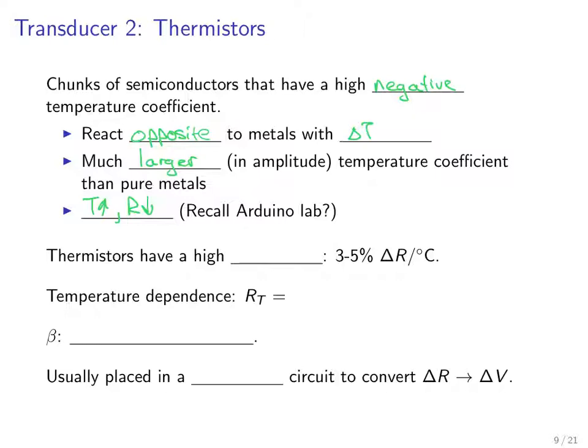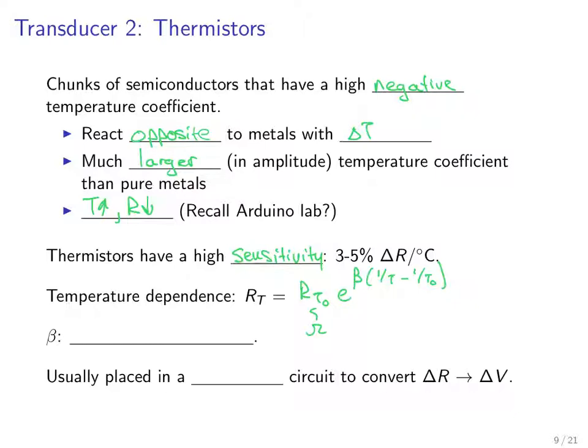Thermistors have a high sensitivity, though, because of their large temperature coefficient. They can change on the order of 3 to 5% of their nominal resistance per degree C, and their temperature dependence is given by the following equation. It's R T naught, in ohms, a baseline resistance, times e to the beta times 1 over T, the actual temperature, minus 1 over T naught, the temperature at which R T naught was measured.